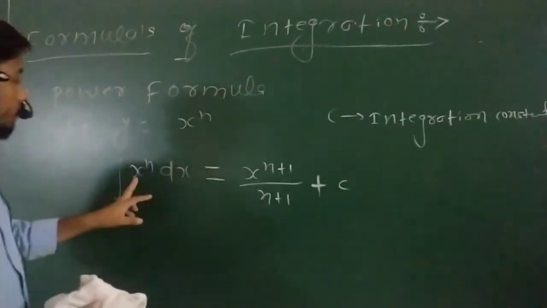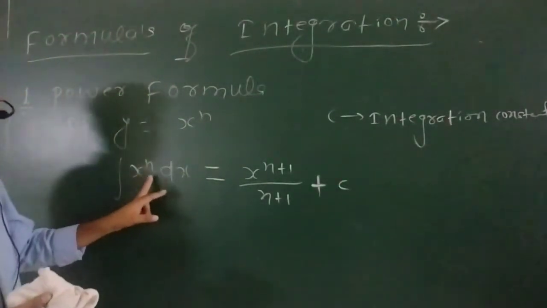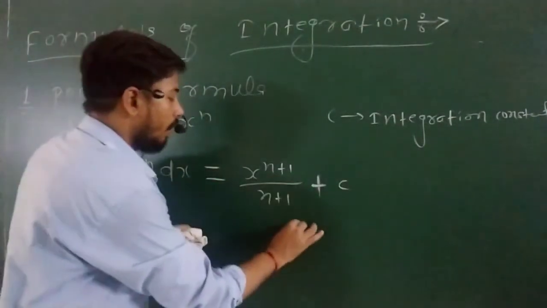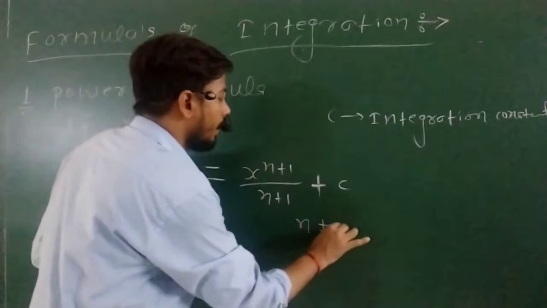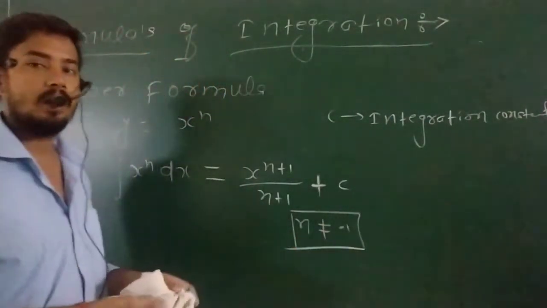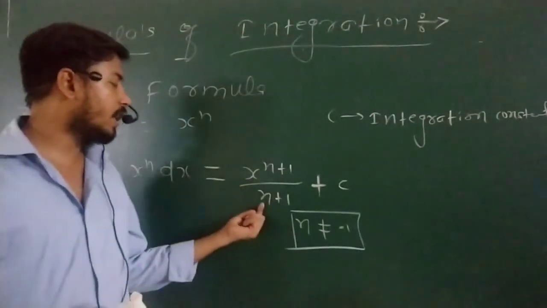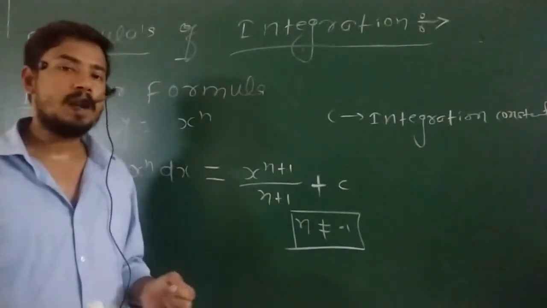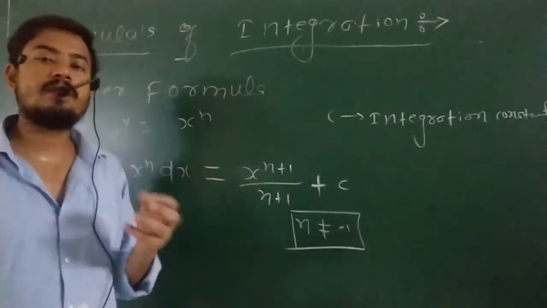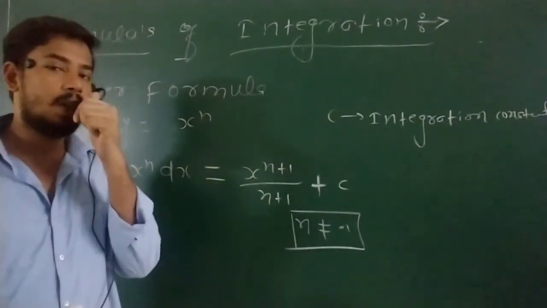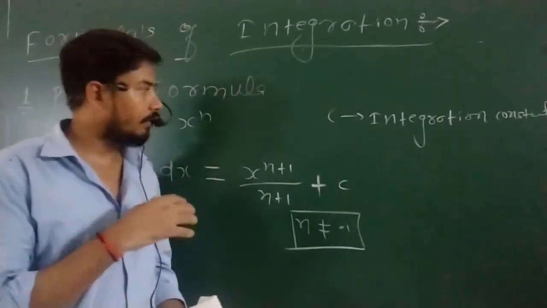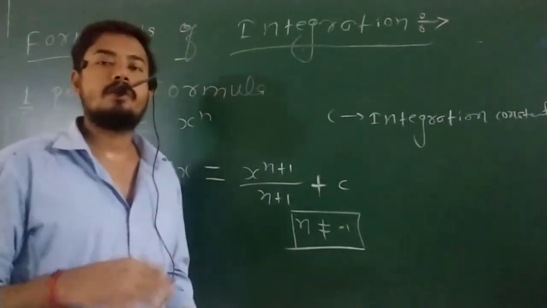See here. The integration of x power n dx becomes x power n plus 1 divided by n plus 1. But here n should not be minus 1. Why? If n is minus 1, then minus 1 plus 1 becomes 0, so this becomes undefined, right? Getting my points? The function becomes undefined, invaluable. So we cannot take n equal to minus 1. So first of all, we are going to take some examples based on this one.